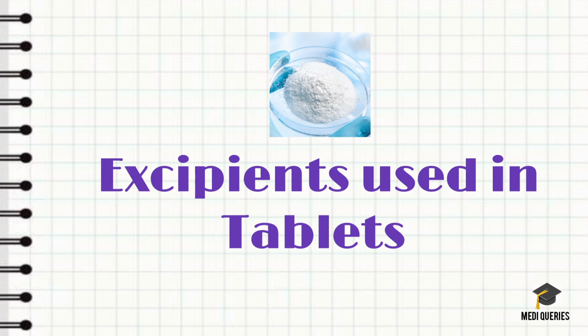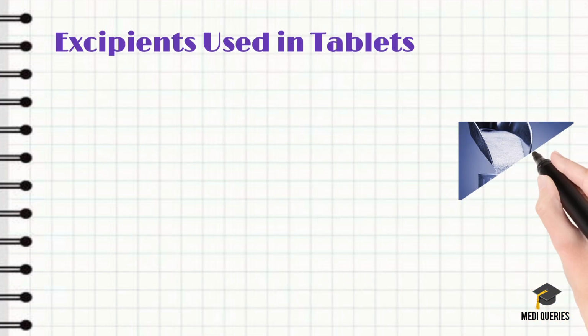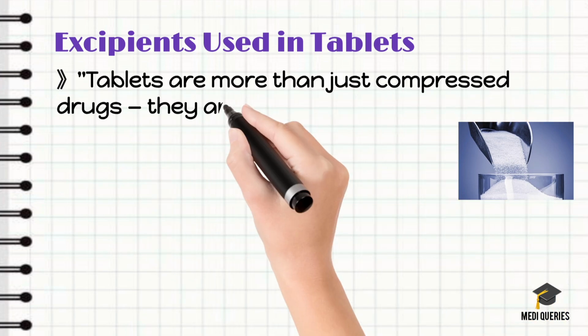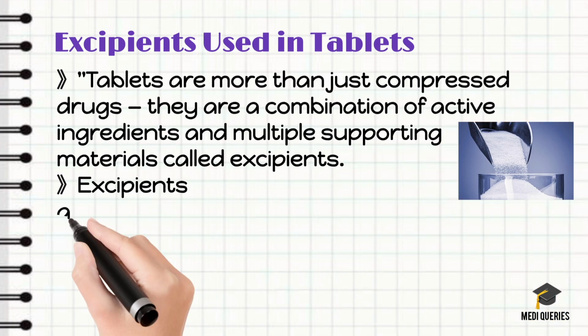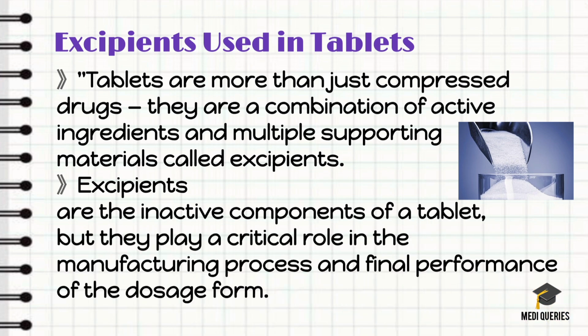So non-active substances added to support the formulation are known as excipients. Excipients may not have therapeutic efficacy, but they are crucial to tablet stability, effectiveness and manufacturability. They mainly ensure the drug is delivered accurately, safely and in the right form. From improving flow to helping the tablet disintegrate in the body, each excipient has a specific job. In this video we will break down the key types of excipients used in tablet formulation.